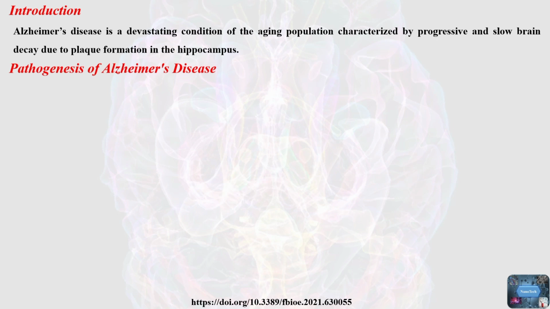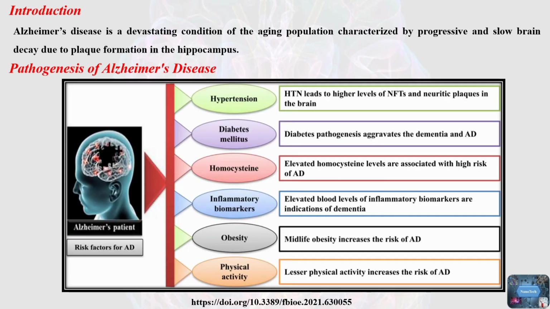Various physiological factors contribute to the onset and progression of Alzheimer's disease, including lifestyle and age-related factors such as hypertension, diabetes mellitus, elevated homocysteine levels, inflammatory biomarkers, and obesity. Understanding these factors is crucial for developing effective interventions against Alzheimer's disease.